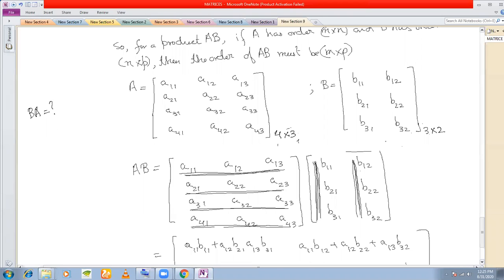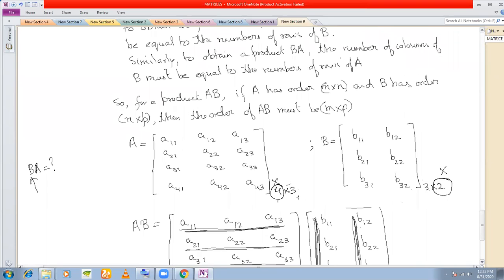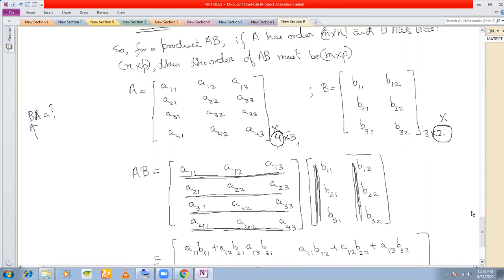Let us check. In order to find the product, we must check the number of columns of B. There are only 2 columns of B. And how many rows does A have? 4. Are they equal? They are not equal. My condition for the product BA was that the number of columns of B must be equal to the number of rows of A, isn't it? The number of columns of B is 2 and the number of rows of A is 4. That means it is not possible to find the product BA.